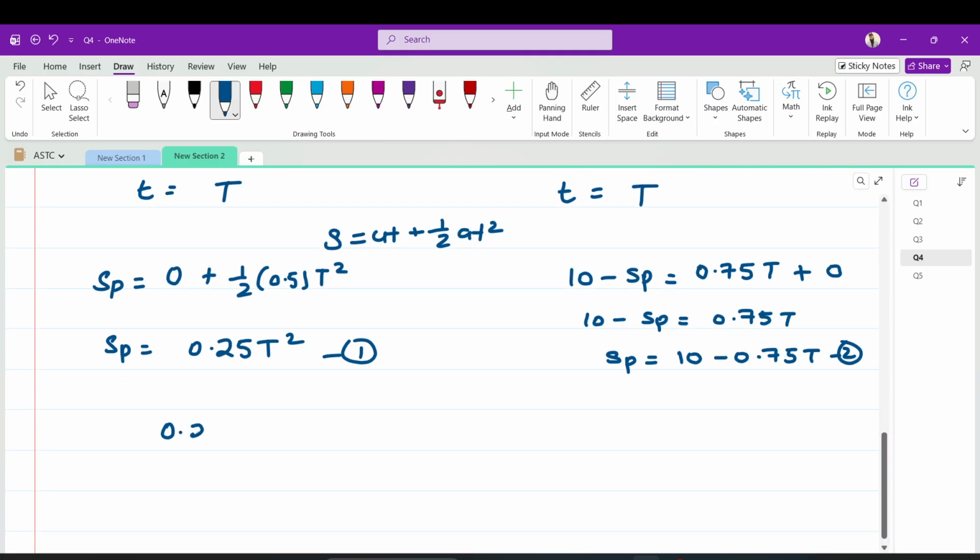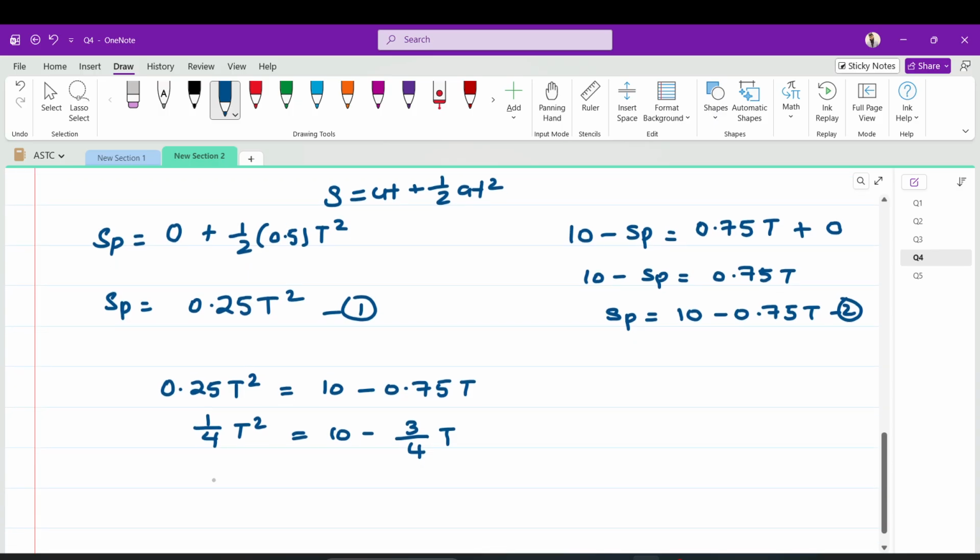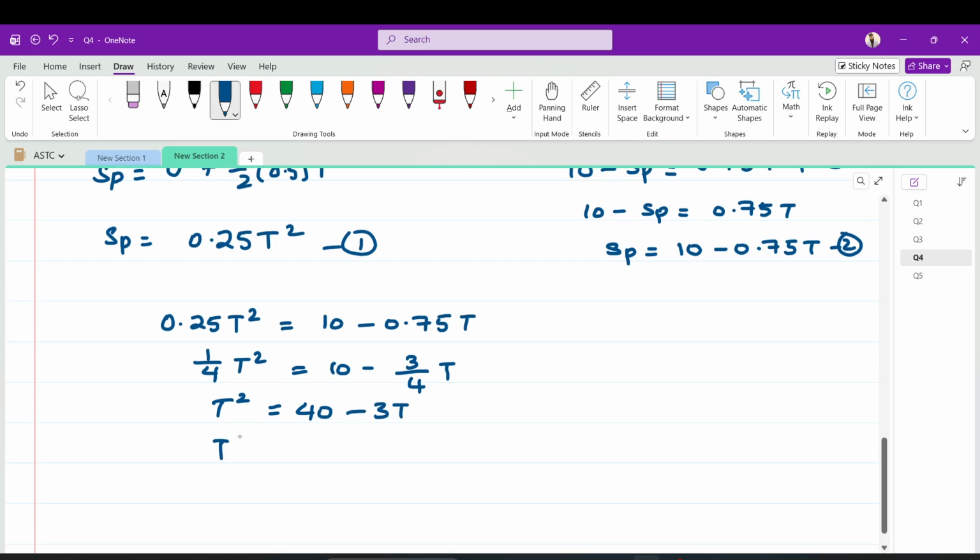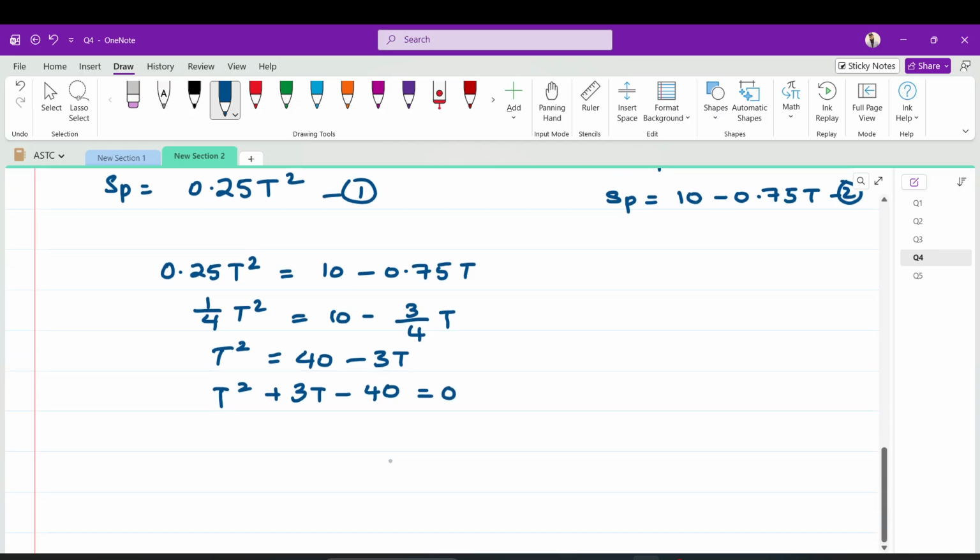So that would be 0.25 t square equals 10 minus 0.75 t. In other words, I can write this as 1 over 4 t square equals 10 minus 3 over 4 t. So I can multiply the whole equation by 4. That would help me in getting rid of the fractions. So this becomes t square equals 40 minus 3t. We will rearrange the equation. T square plus 3t minus 40 equals 0.